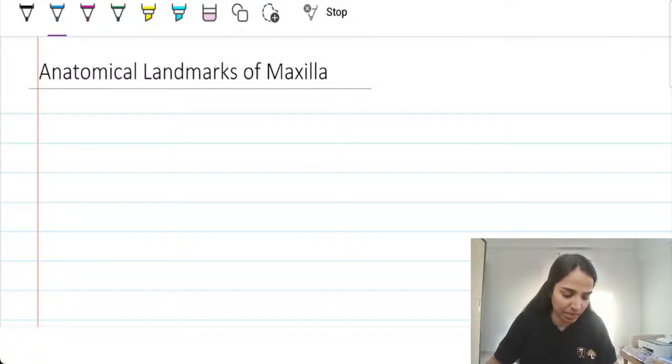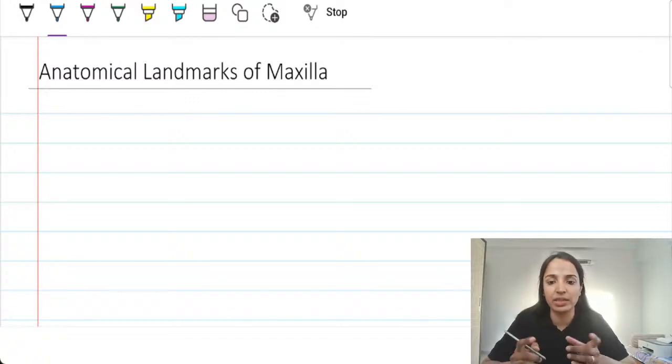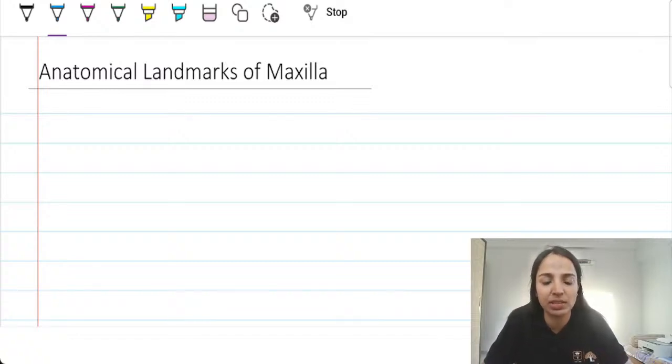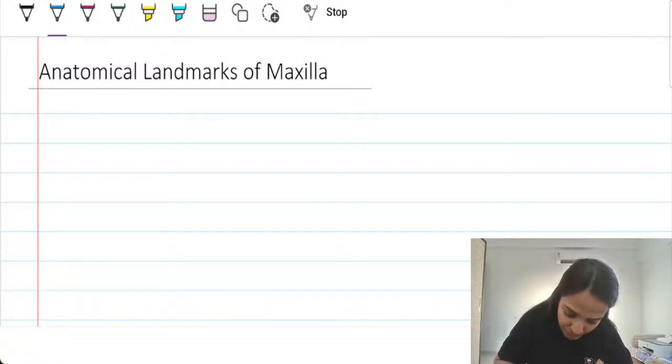So let us begin with the maxilla over here. Maxilla, you all are aware, is actually a union of two bones at the mid-palatine suture. There is a gross anatomy around the maxilla that consists of different processes and different sites, parts of which can be very well covered in anatomy. Let us begin with the supporting structures of the maxilla.